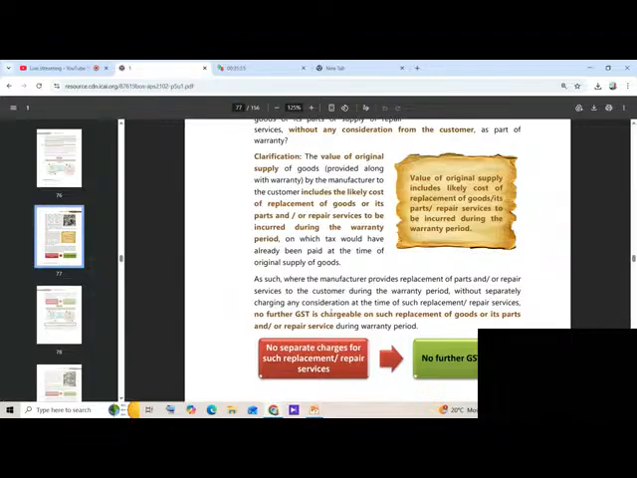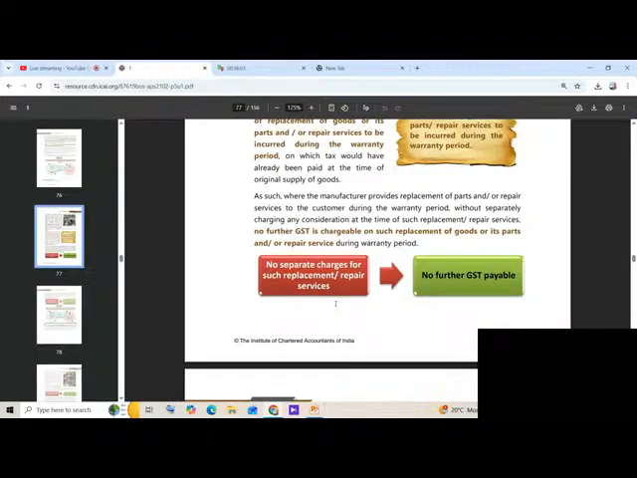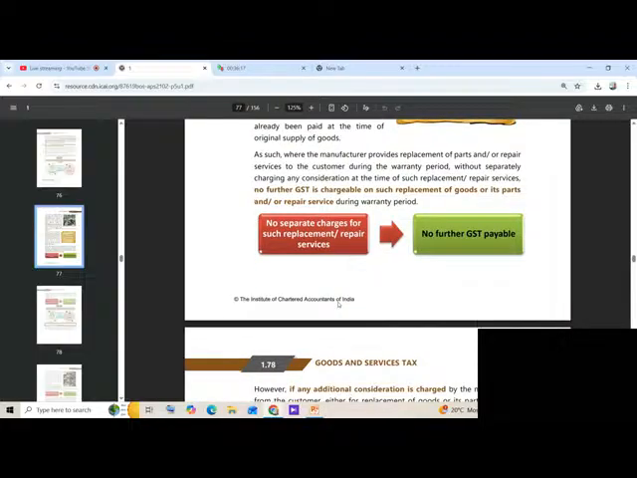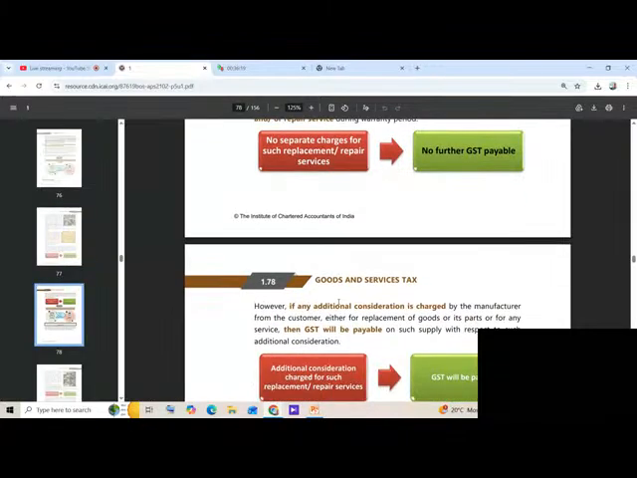As such, where the manufacturer provides replacement of parts and/or repair services to the customer during the warranty period without separately charging any consideration at the time of such replacement or repair services, no further GST is chargeable on such replacement of goods or its parts and/or repairing service during warranty period. So no separate charges for such replacement or repair services, no further GST is payable.